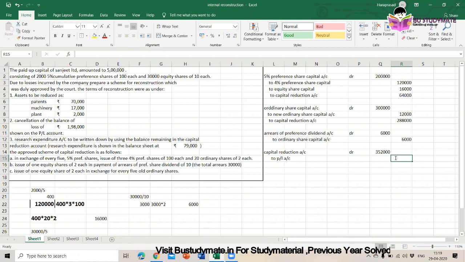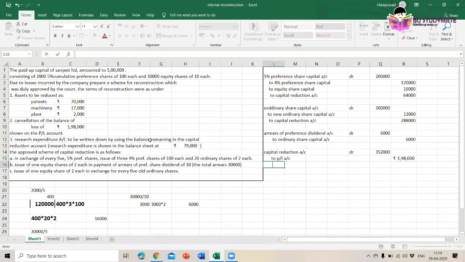Then the assets we need to write off. First is machinery 17,000, because they have already given the value by how much we need to reduce. Then plant 2,000. Then patents 70,000.